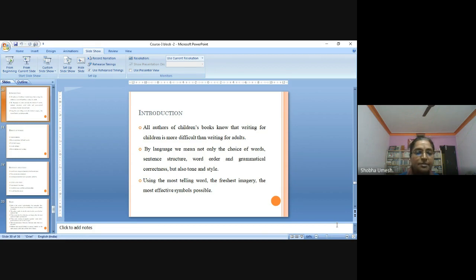idioms and phrases with more homonyms or homophones which they can't understand. So it is very important to see that the sentence structure is simple, short, and not too lengthy. And always the grammatical correctness should be there. And the next thing is using the most telling word, the freshest imagery, the most effective symbols possible.